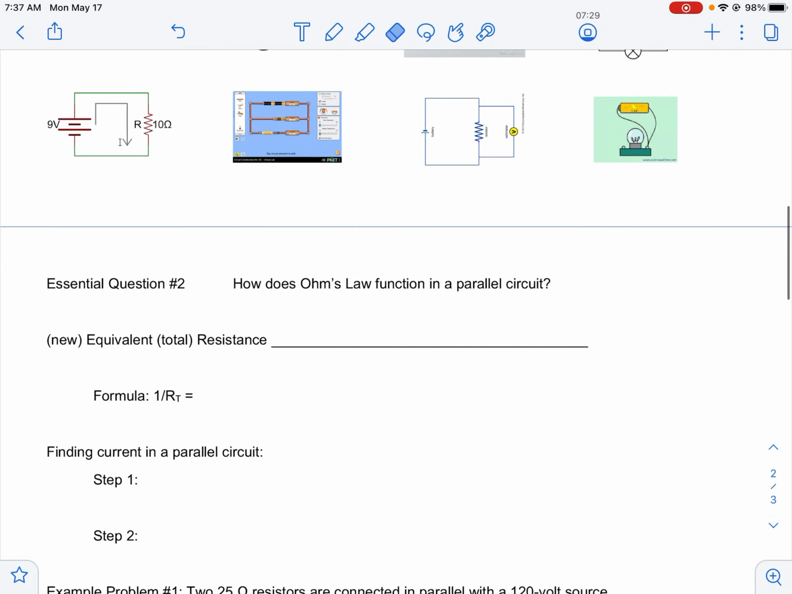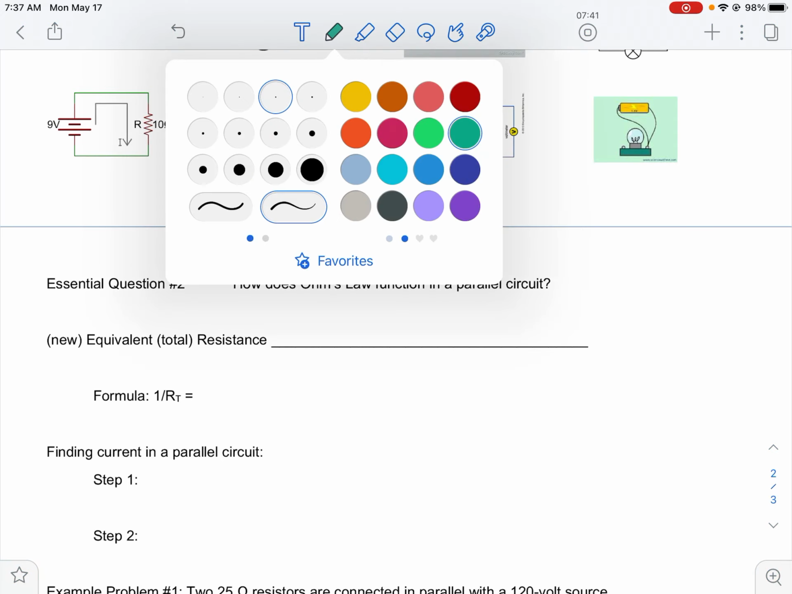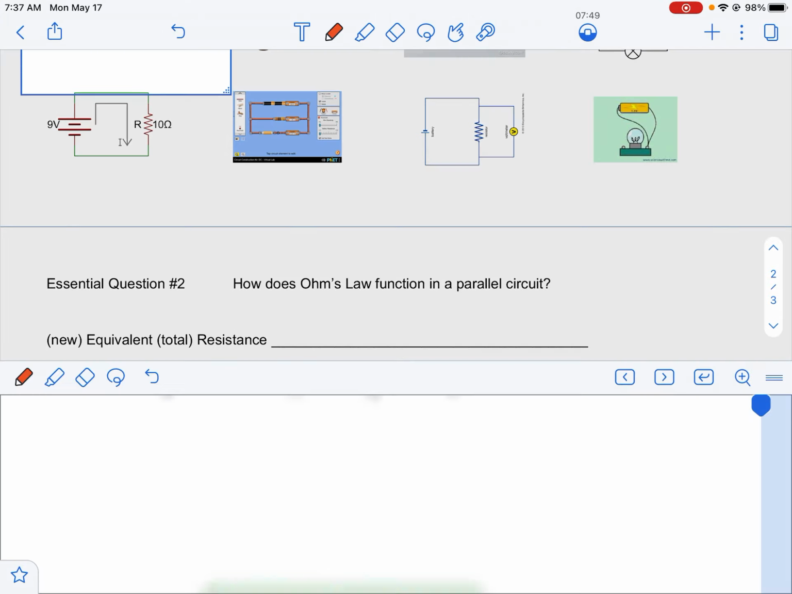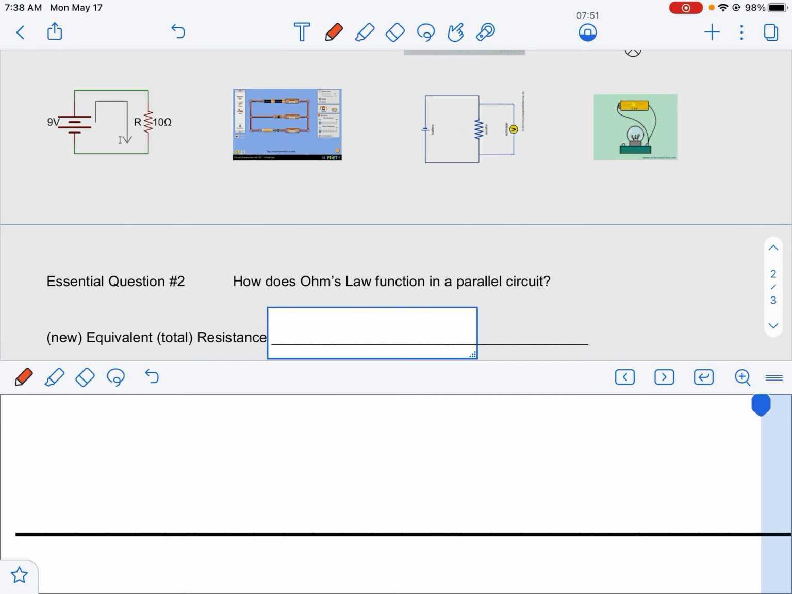Okay, how'd you do? Did you get them all? Of course you did. So let's look at essential question number 2. How does Ohm's law function in a parallel circuit? Well, we still have to be able to find the equivalent or the total resistance. But in this case, in order to find the equivalent or the total resistance, we are going to have the sum.